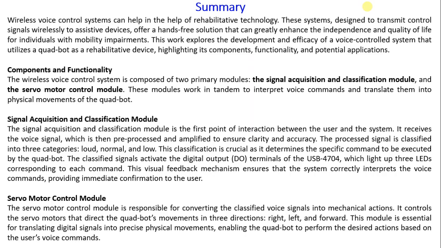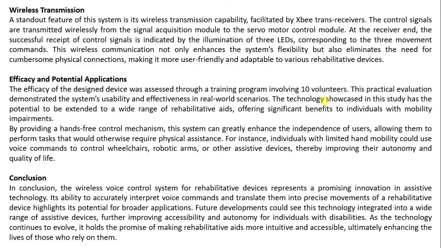Basically, if you see, we have a signal acquisition and classification module over here. Then we have a servo motor control module. So how do we communicate between these two modules? Because the signal acquisition and classification module will acquire the voice and generate command signals in the form of 0 and 1. Now it has to be transferred to the servo motor control module in a wireless manner, so you need to have a wireless transmission.